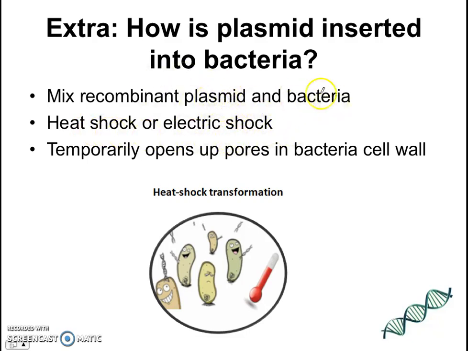So you basically mix the bacteria together with the recombinant plasmids. There are some plasmids, there are some bacteria. And then you shock the bacteria with temperature, or you shock them with some electricity, and it temporarily opens up some pores in their cell wall, which allows the plasmids to enter the bacteria. That process is called transformation.